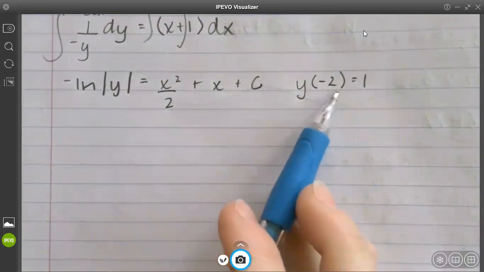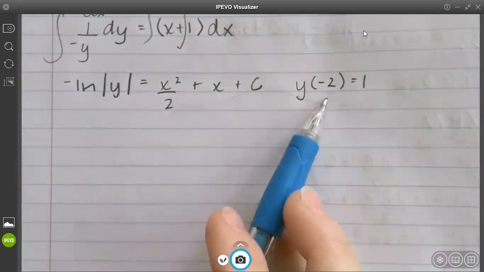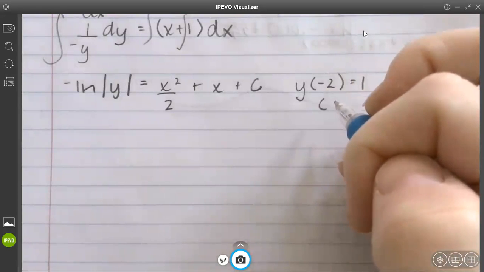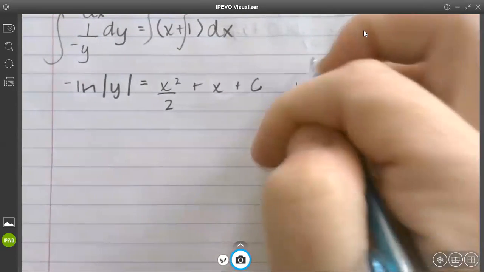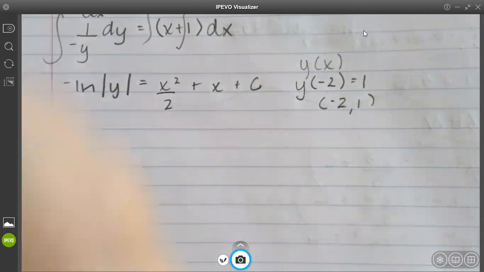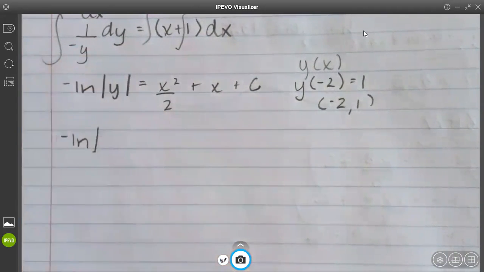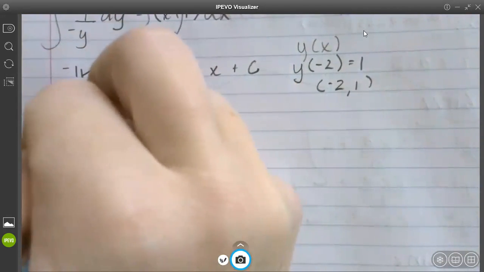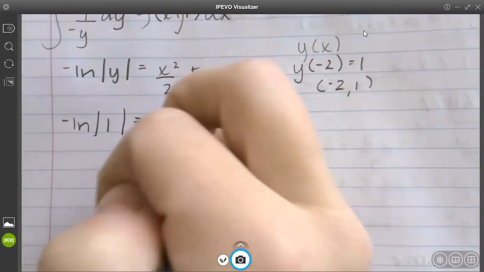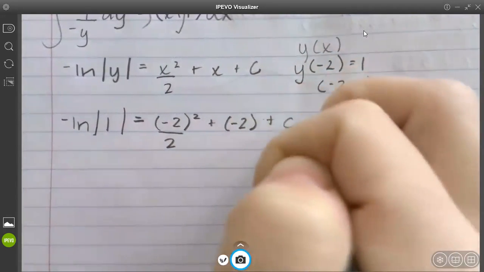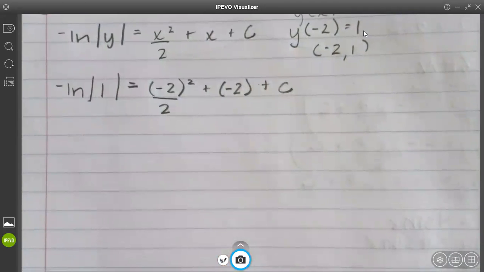All right. So what does this tell me? My point is what? Negative 2, 1. Remember, this is the same thing as y of x. So if you're not sure how to read that, it's still normal xy. So we have negative ln absolute value. What's our y coordinate? 1 equals, what's our x? Make sure you put that in parentheses, over 2 plus negative 2 plus c.